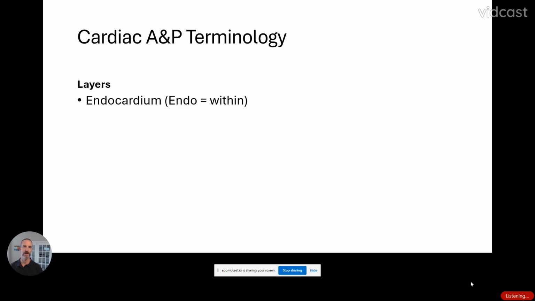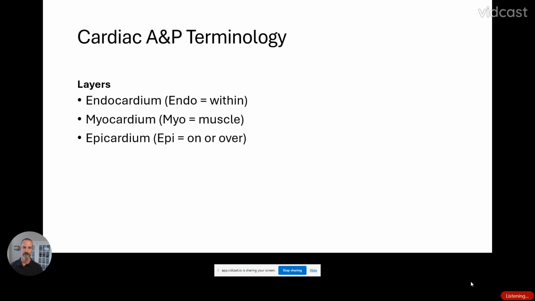So, very quickly, going over the layers of the heart, you have the endocardium, that is the inside of the chambers of the heart. And endo means within, comes from Latin. You have myocardium, which is the muscular layer of the heart. That is where the force is generated to actually push the blood out into the system.